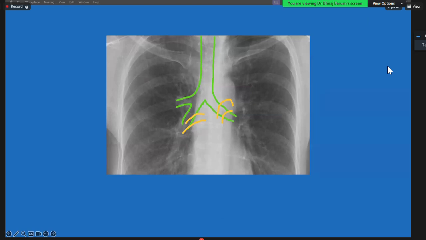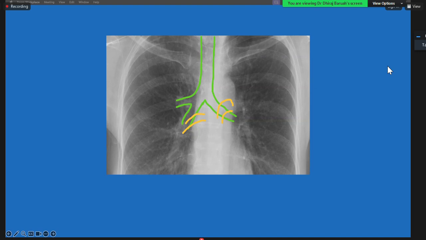For that, you can look at the fissures. On the right side you have the oblique fissure and the horizontal fissure, and 3 lobes. On the left side you have only 1 fissure, the oblique fissure, so you have upper and lower lobes. If you see 3 fissures on the left side, you can think this is a right-sided morphology lung. Then you will have some association, like in heterotaxy syndrome, probably asplenia and other abnormalities. If you have bilateral left-sided morphology lungs, then you have polysplenia and other associated abnormalities.